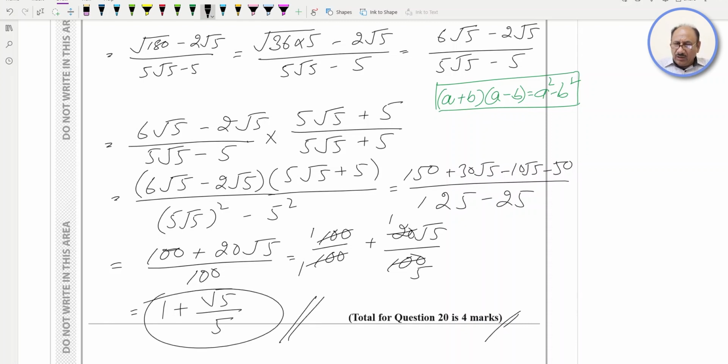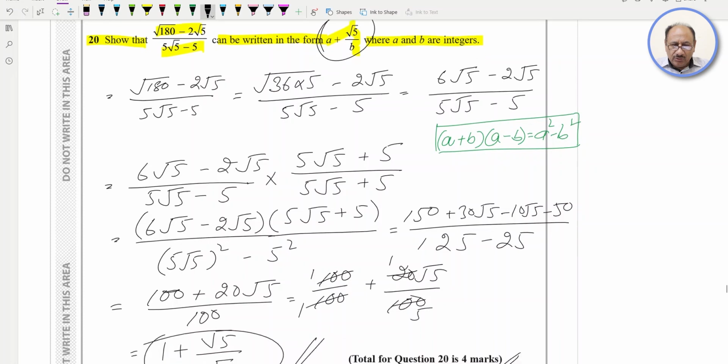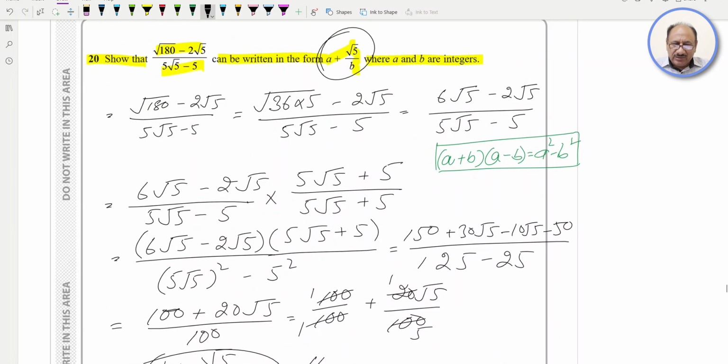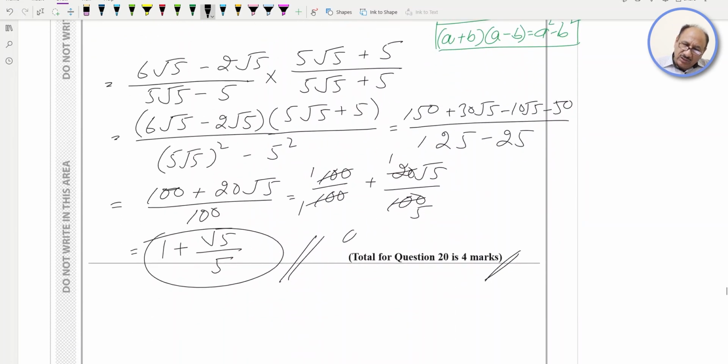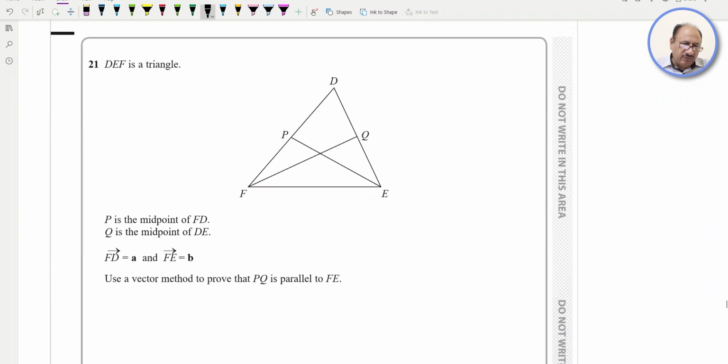This was a 4-mark question which we are done, and this is in the form of a plus b under root 5. So A is equal to 1 and B is equal to 5. So we can write A is equal to 1 and B is equal to 5. This will be our final answer. Hopefully you understood this. Now question 21.